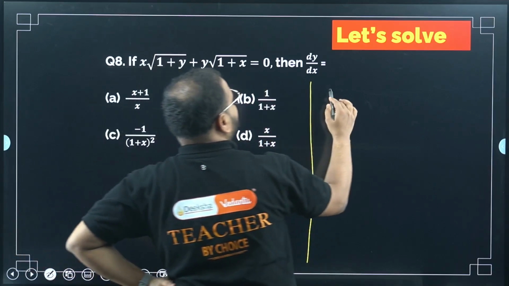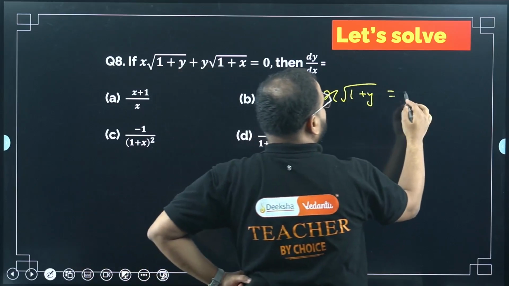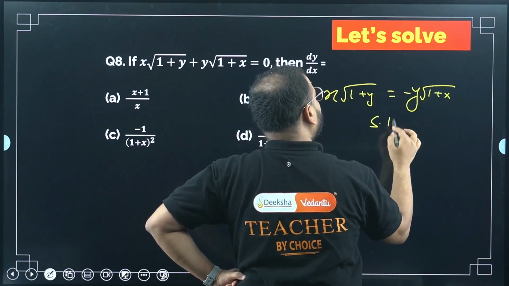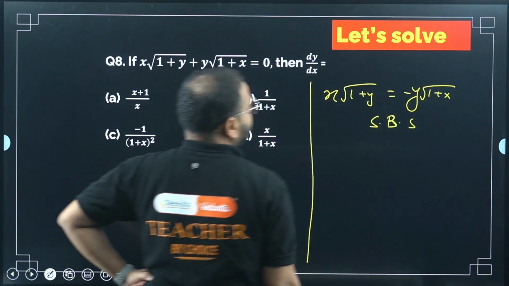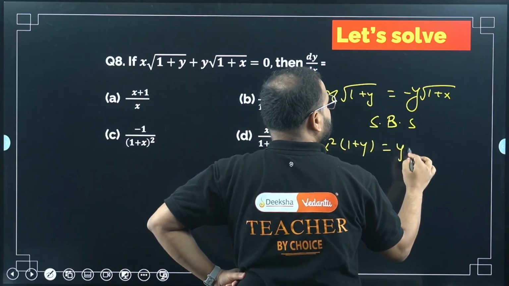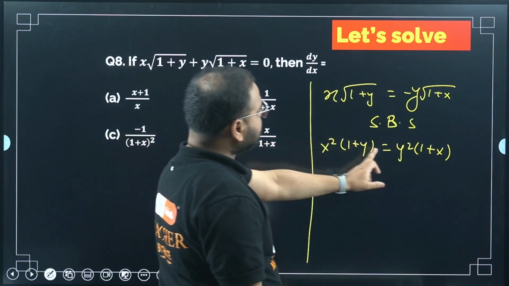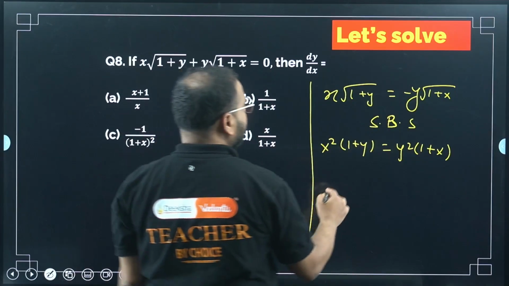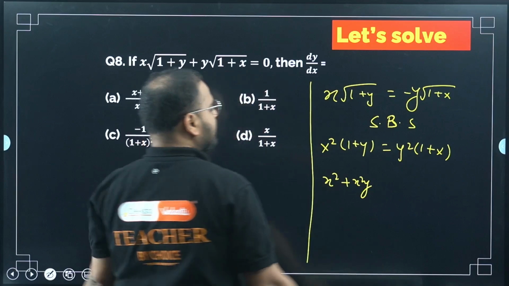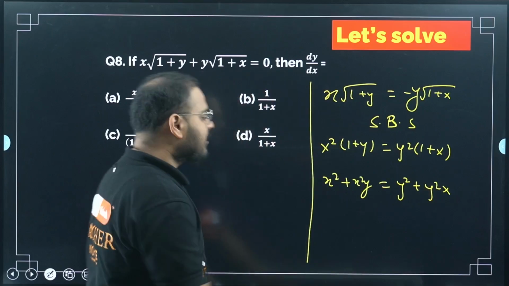Let's check. So I can rewrite this as x times root of 1 plus y equals minus y times root of 1 plus x. Now square both sides, please. How will this look? x squared times 1 plus y equals y squared times 1 plus x. Correct? Please check here. So x squared plus x squared y equals y squared plus y squared x. Correct?